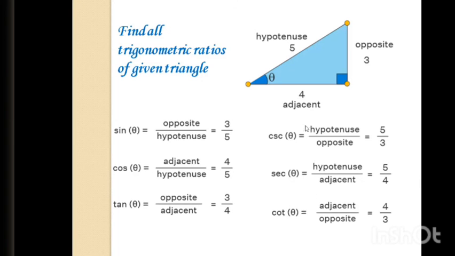Then cot theta is adjacent by opposite. Here adjacent is 4 and opposite is 3. So here we have found all the ratios of the given triangle. In the given triangle, all the side lengths are given, so we just substituted all the numbers in the formula. So are you clear about it?